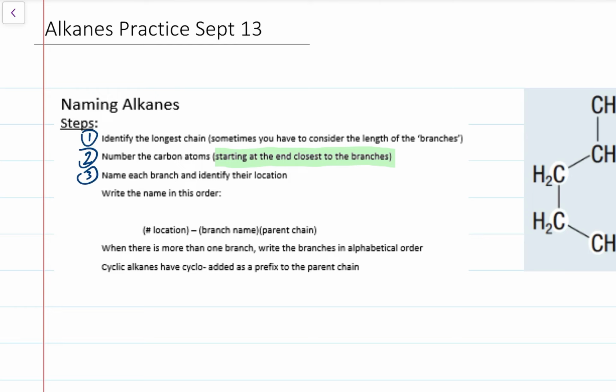I'm going to circle each branch and identify its location. We're going to name them, and then we have to put them in a specific order, where we put the number, followed by a bracket, followed by the branch name and the parent chain. What I want you to notice is that with the last branch, if we have more than one, there's no space between it and the parent chain name.